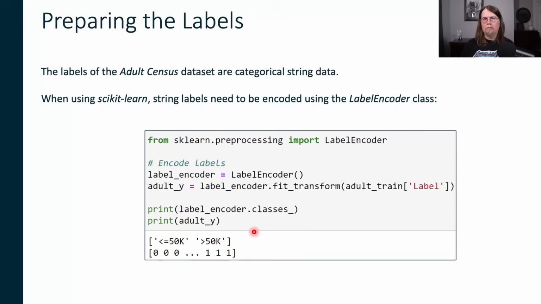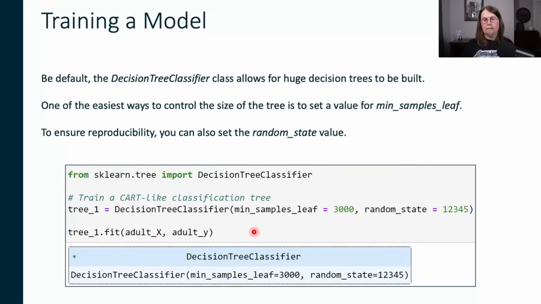So we're good to go now. We now have our labels encoded. We have our data prepared. So now we can actually train a model. And here's the code for training a model. And this is code we saw earlier. So let's talk about this step by step.